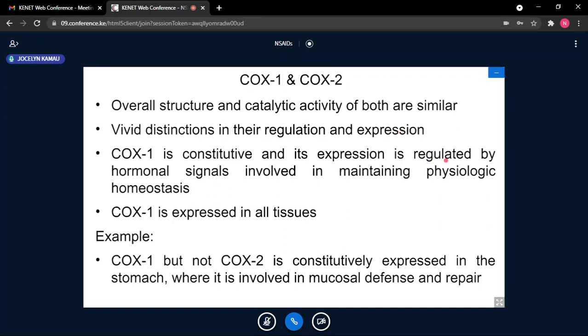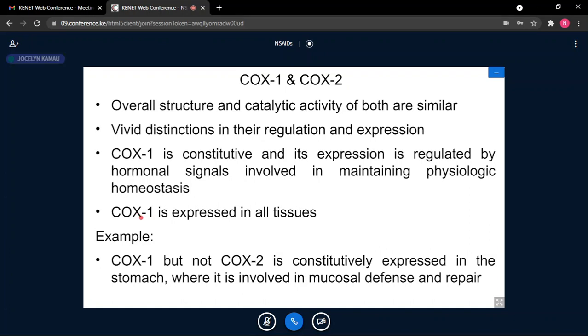COX-1 is constitutive and its expression is regulated by hormonal signals involved in maintaining physiological homeostasis, not by stimuli from outside, such as an injury. Also, there is a bit of COX-2 which is constitutive, and even that will be regulated by hormonal signals.